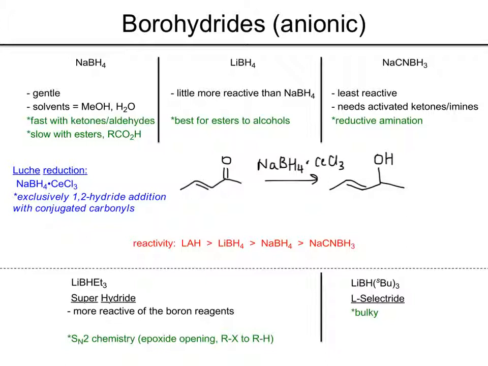Now let's look at lithium borohydride. This is slightly more reactive than sodium borohydride, and it's best for converting esters to alcohols. Sodium cyanoborohydride is the least reactive, and that's because the presence of this cyano group draws the electrons away from the borohydride, and so the boron is less willing to give up its hydride. Sodium cyanoborohydride will need activated ketones or imines, so usually the ketones, aldehydes, or imines are activated with Lewis or Bronsted acids, and it's most commonly used in reductive amination.